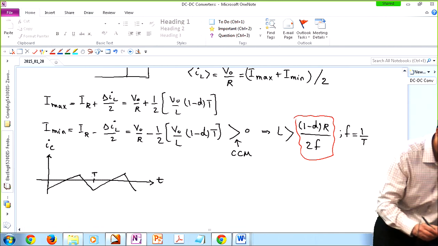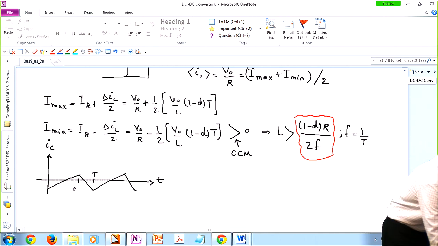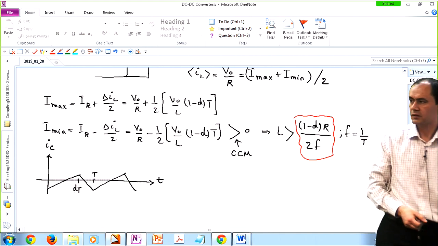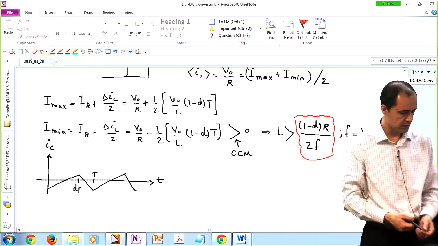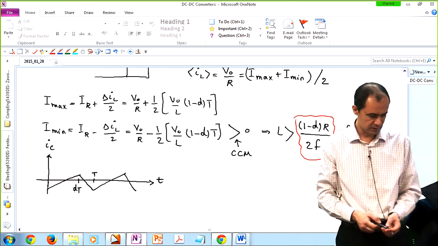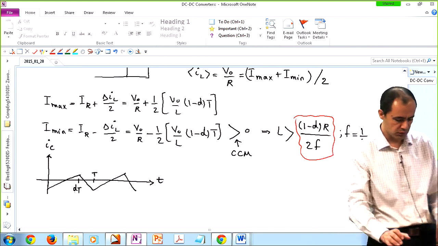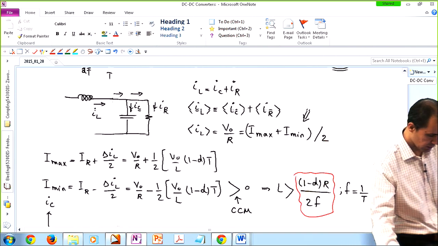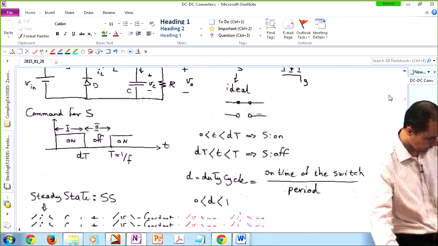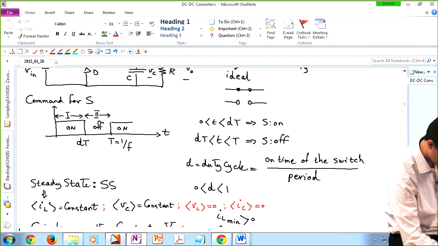Okay, this is one switching period. This is the end of the first mode, which is the duty cycle times period. The capacitor current looks like something like this. On average, it should be 0. Remember, a steady state condition mandates that on average, the capacitor current should be 0.